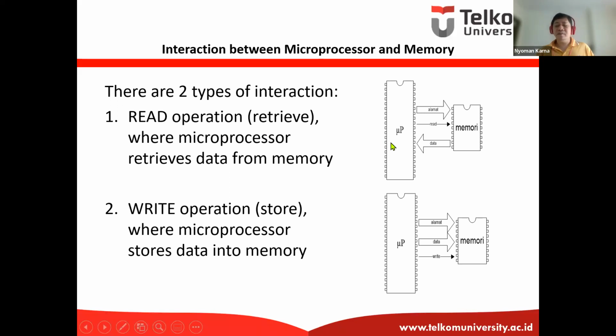Now, as we already mentioned earlier, there are two types of interaction between microprocessor and memory. The first one is the read operation, which is to retrieve data from the memory, and the write operation is to store information into the memory. Okay.